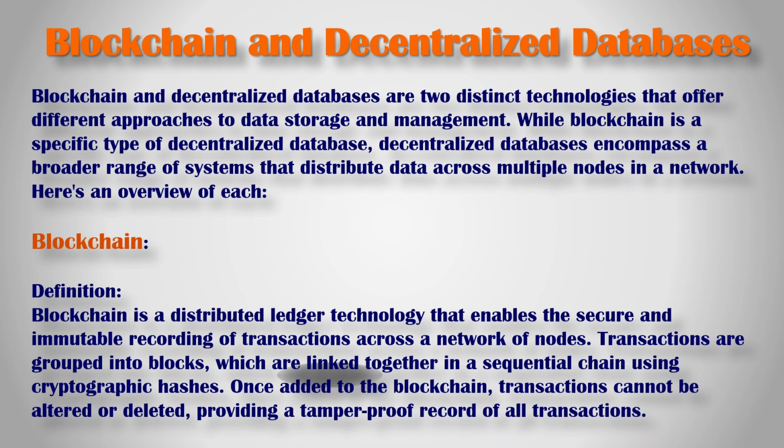Blockchain. Definition. Blockchain is a distributed ledger technology that enables the secure and immutable recording of transactions across a network of nodes. Transactions are grouped into blocks, which are linked together in a sequential chain using cryptographic hashes. Once added to the blockchain, transactions cannot be altered or deleted, providing a tamper-proof record of all transactions.